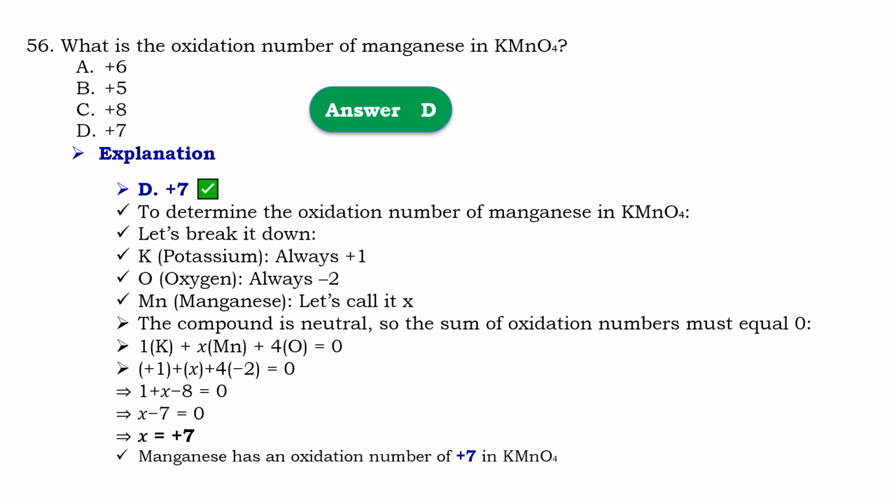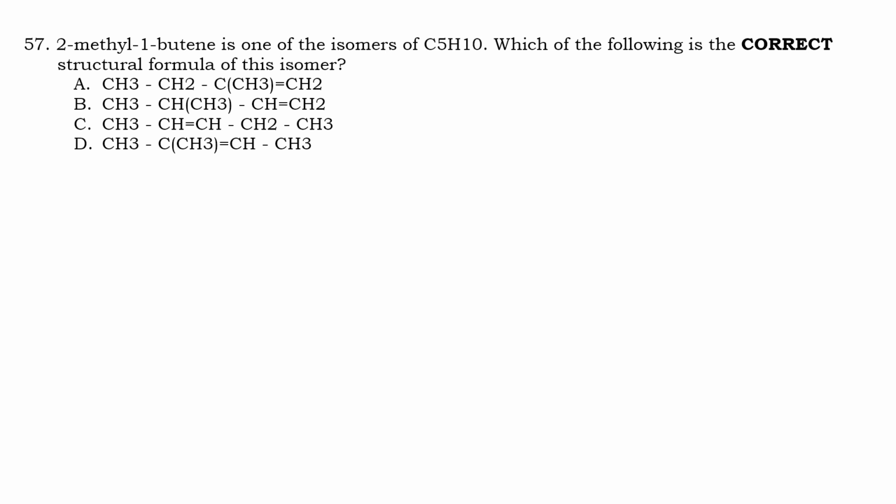So the manganese has oxidation number of positive 7 in this compound. So that should perfectly be D. Question number 57. 2-methyl 1-butene is one of the isomers of C5H10. Which of the following is the correct structural formula for this isomer?